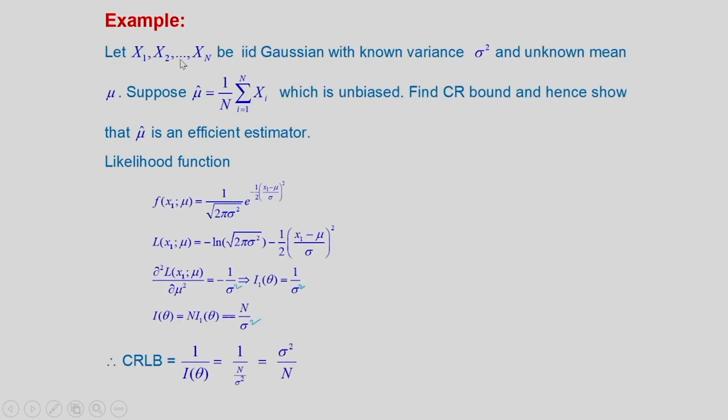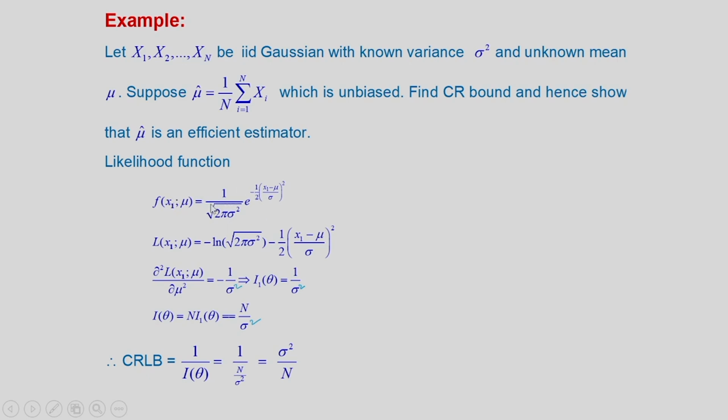Suppose x1, x2, ..., xn are IID Gaussian with known variance sigma square and unknown mean mu. Suppose mu hat is equal to the summation of xi, i going from 1 to n, divided by n. This is the sample mean, which is unbiased, we have already proved. Find the Cramer-Rao bound and hence show that mu hat is an efficient estimator.